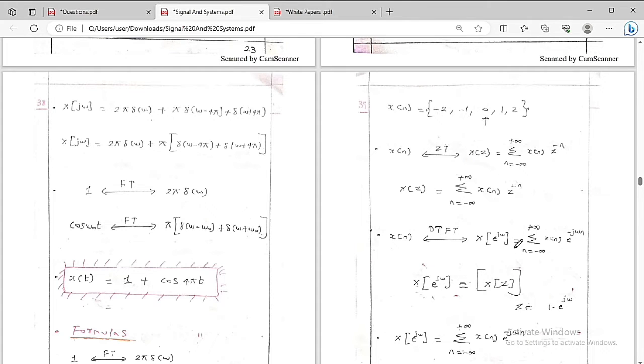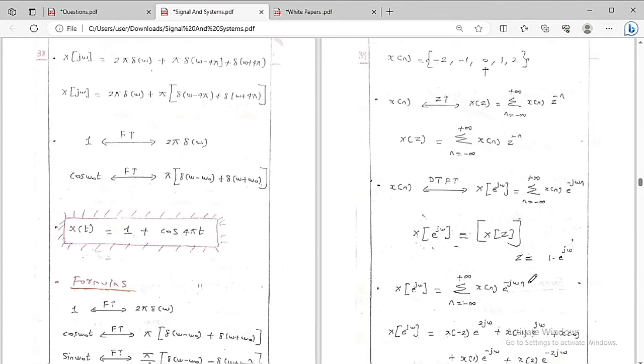So x of e to the power of j omega is equal to sigma n equal to minus infinity to plus infinity x of n into (e to the power of j omega) to the power of minus n, meaning e to the power of minus j omega n. I have already told you the discrete time Fourier transform is nothing but in the z transform, replace z by e to the power of j omega. So in the z transform, if you replace z by e to the power of j omega, we are going to get the discrete time Fourier transform.